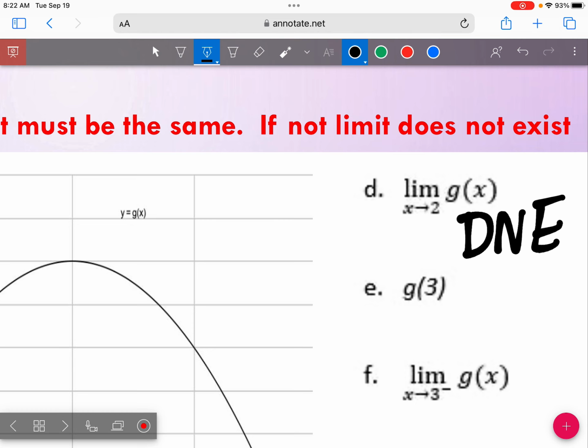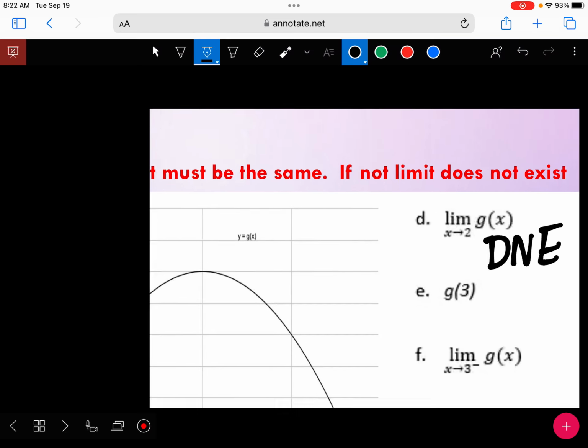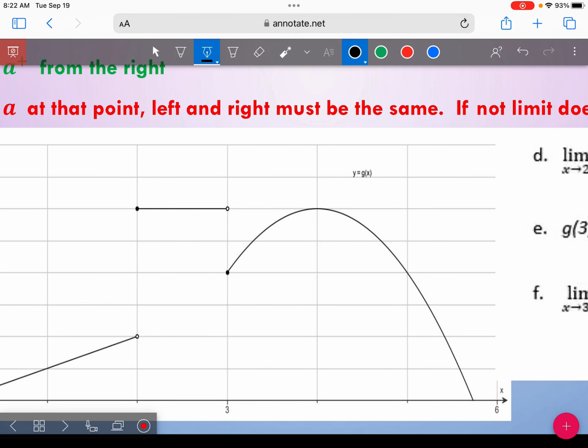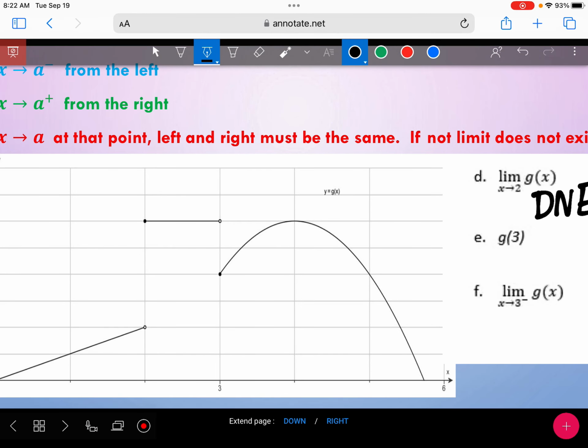All right, so now let's look at a different point. Let's look at positive 3. So positive 3 is right here. So at the 3, which one of these y values am I going to look at? 2. So that would be your answer to part E.